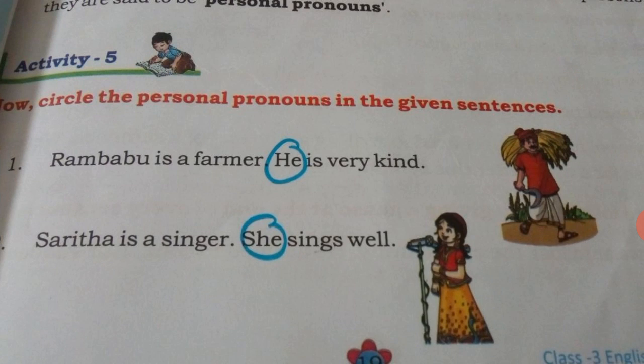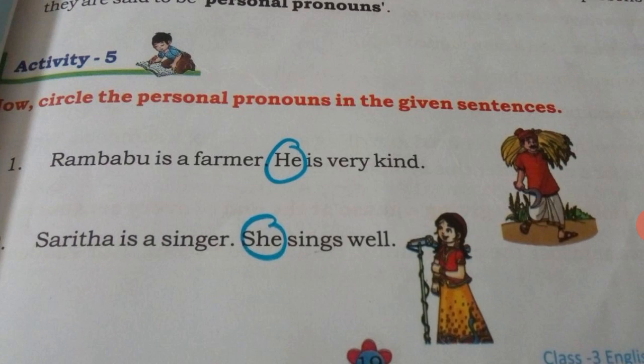See the first picture. Who is he? Ram Babu. In this picture you can see a man carrying the grass on his shoulder. Ram Babu is a farmer. He is very kind. So where is the personal pronoun here? He. So all of you circle the word he, that is the personal pronoun.